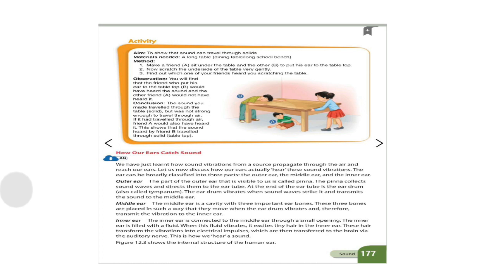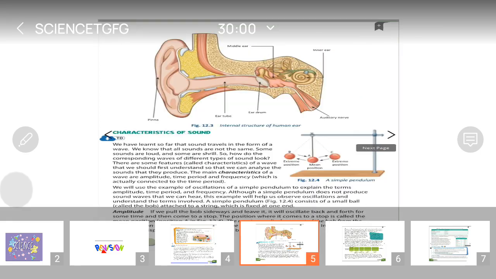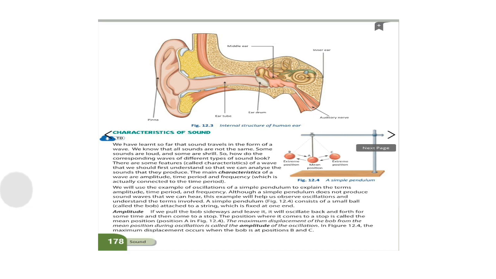Okay? The next. What are the characteristics of sound? Amplitude, time period, frequency and pitch, amplitude and loudness. What are the main characteristics of sound waves? Amplitude, time period and frequency.